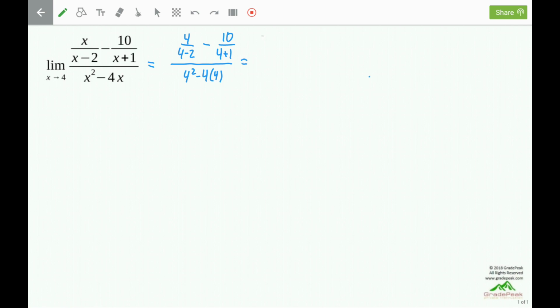In the numerator, 4 divided by 4 minus 2, which is a 2, minus 10 over 4 plus 1, which is a 5, and then that entire thing divided by 4 squared, which is 16, minus 4 times 4, which is also 16. In the numerator, 4 divided by 2 is a 2, 10 divided by 5 is also a 2. So we have 2 minus 2, which is 0, over 16 minus 16, which is also a 0. We have the 0 over 0 indeterminate form here. We will need to rework this.